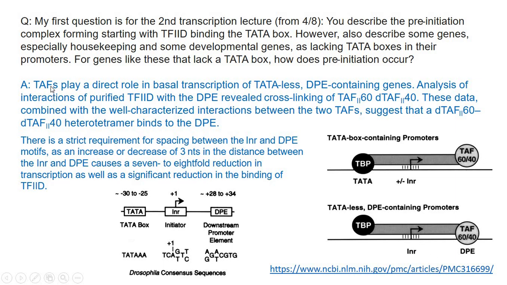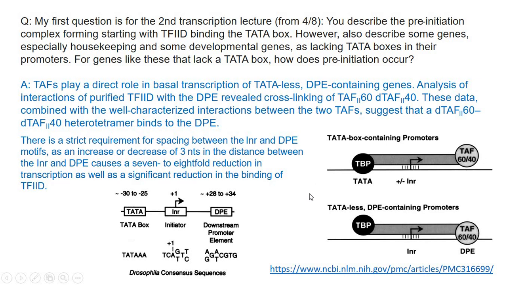These TAFs, these auxiliary factors, TAF60 and TAF40, play a direct role in basal transcription of TATA-less DPE-containing genes. So these are required, the 60 and the 40. TAF60 tightly binds to the DPE. TAF40 doesn't bind as tightly to the DPE as 60, but both need to be associated with the DPE.